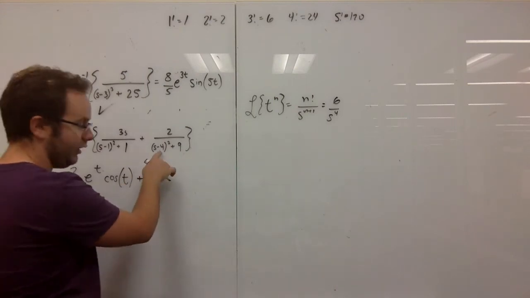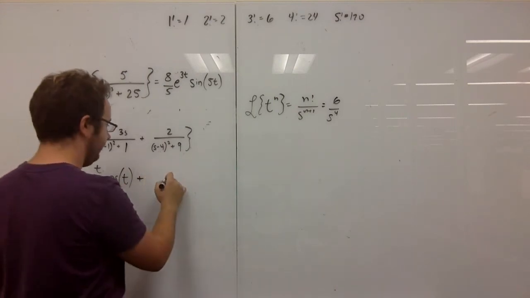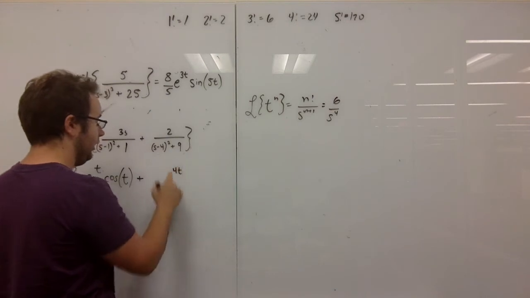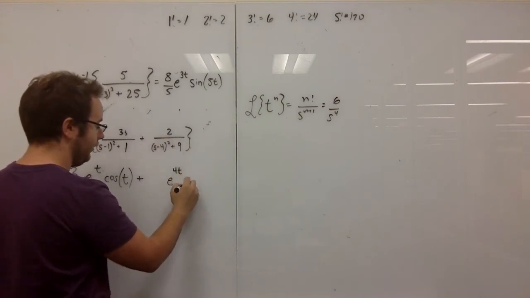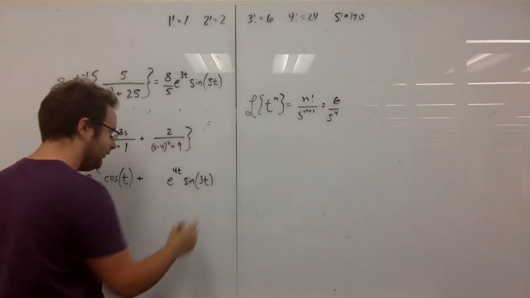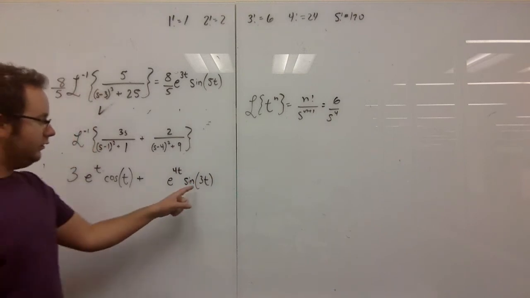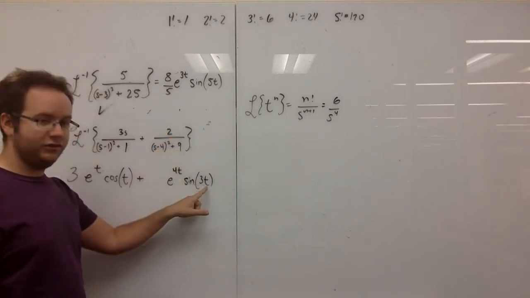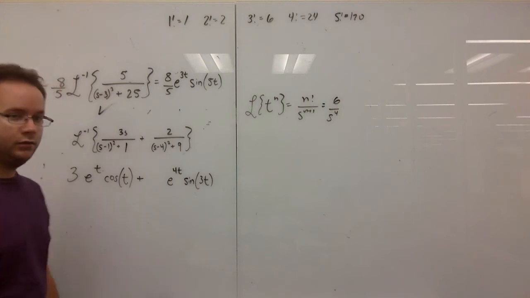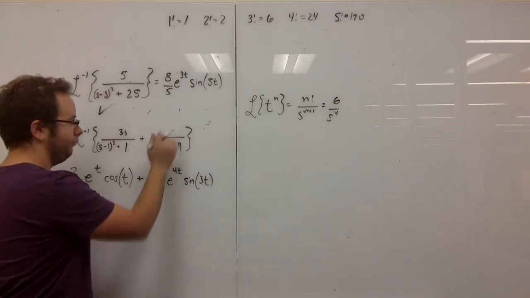First off, we have what kind of shift? 4 to the right, so e to the 4t. This is a sine, right? So it's going to be sine of 3t. Now again, typically, with sine of 3t, our numerator should be what? 3. So we're going to take a 2 out.